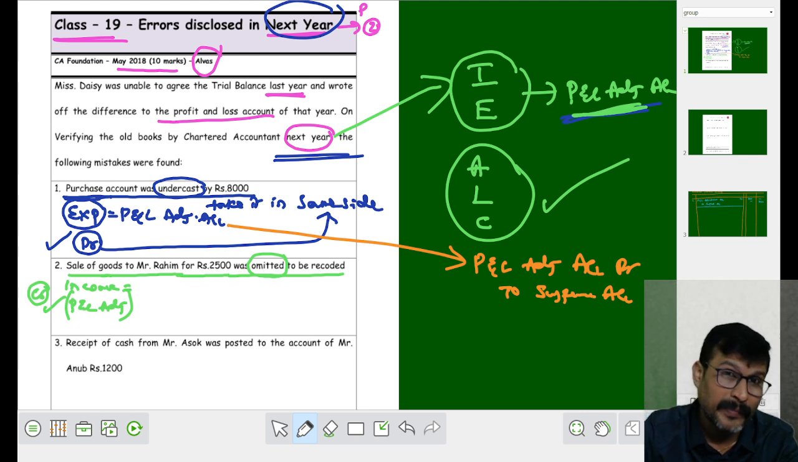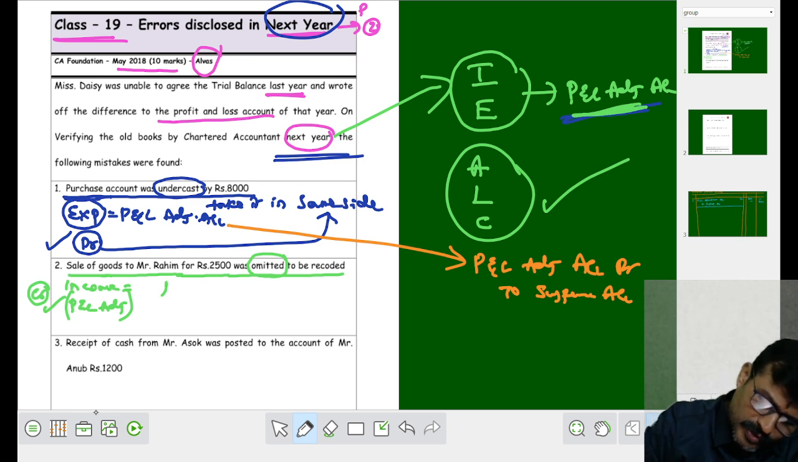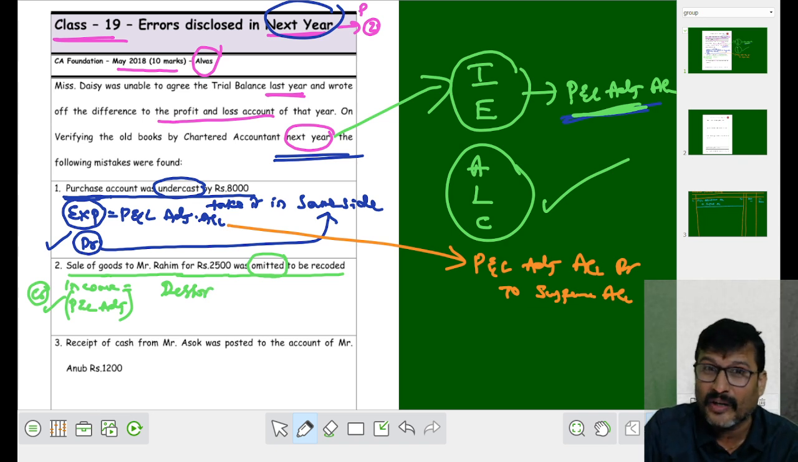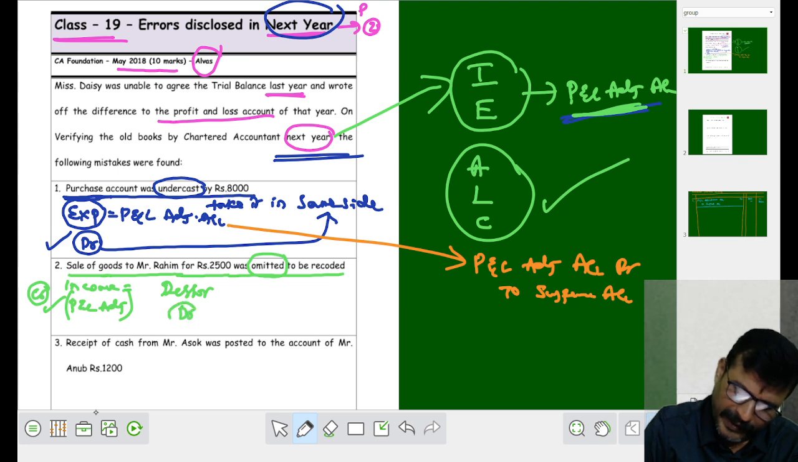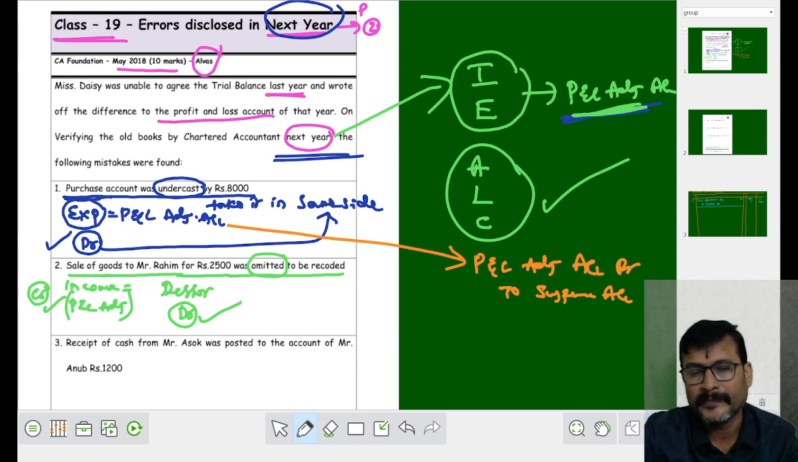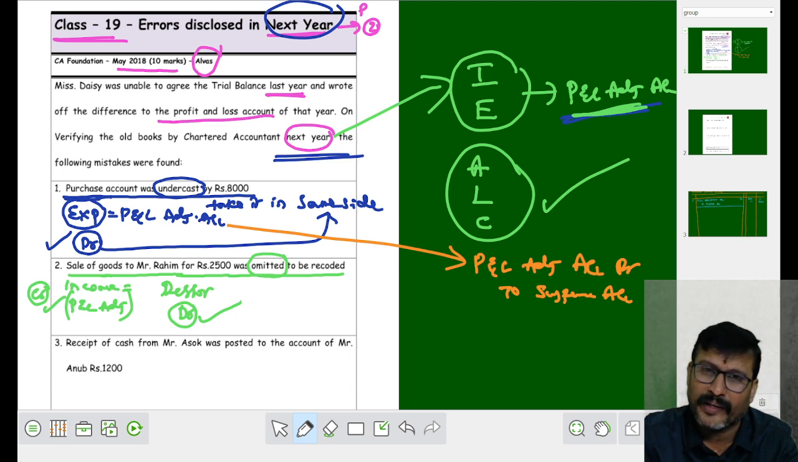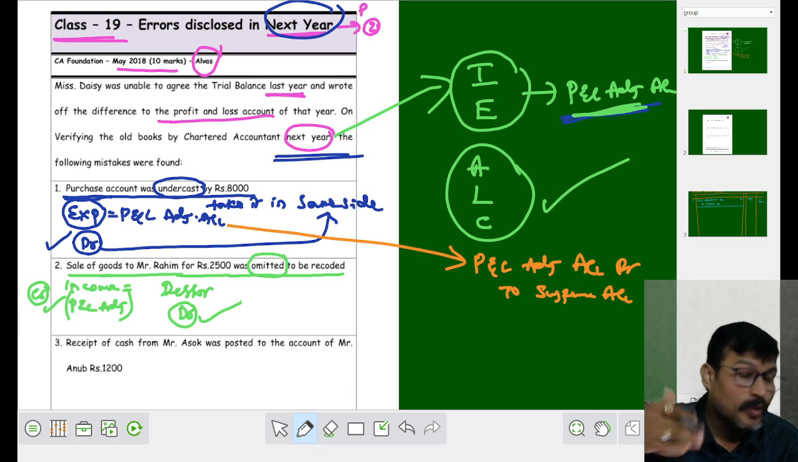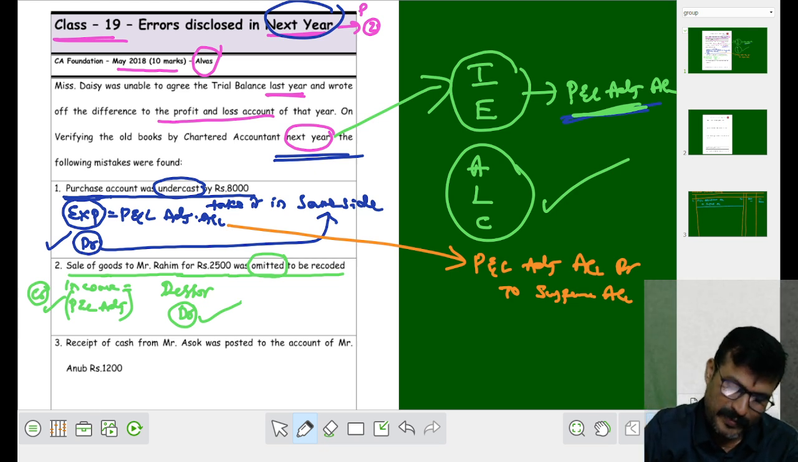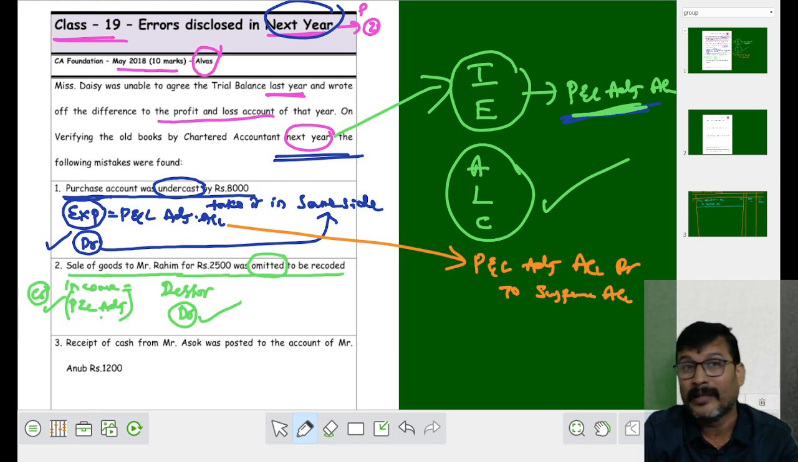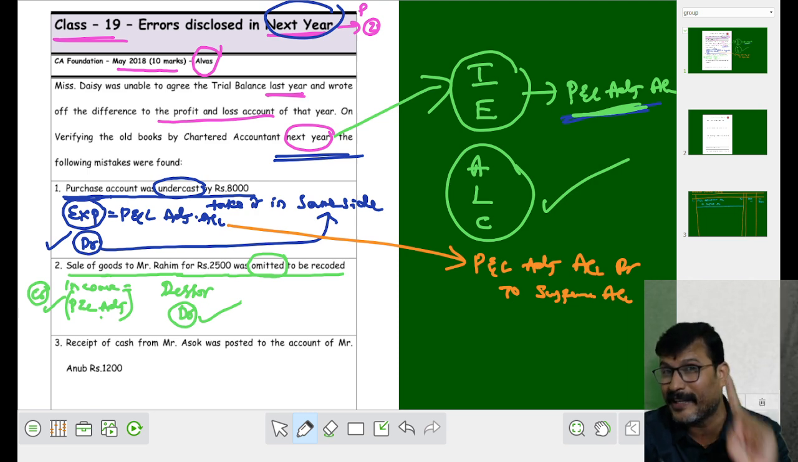Then, to whom did you sell? Sold to Rahim. When you sold goods to Rahim, who is Rahim? Rahim is a debtor. Debtor is an asset. Asset is to be debited. This is correct, that is also correct. Did you record it? No, it is not recorded. Now you have to record. Then what is the entry? How to record? Sales means P&L adjustment. Please remember, sales is the income.